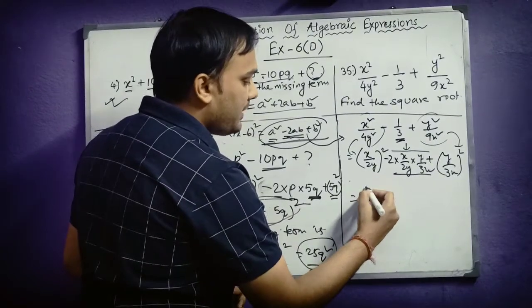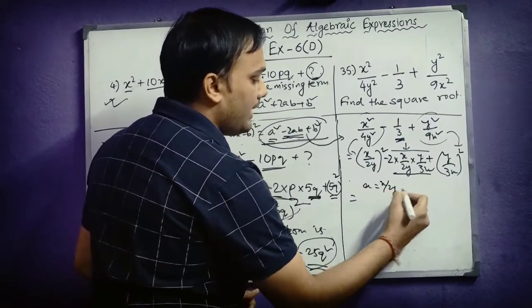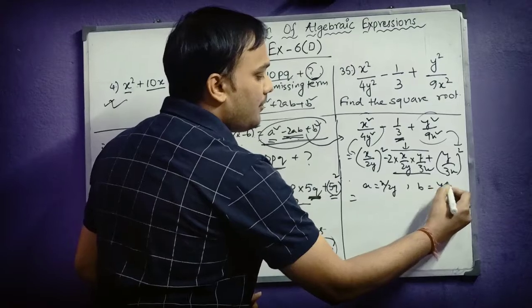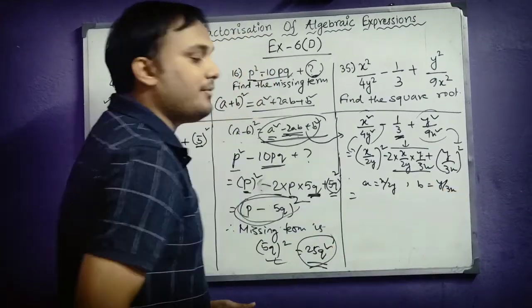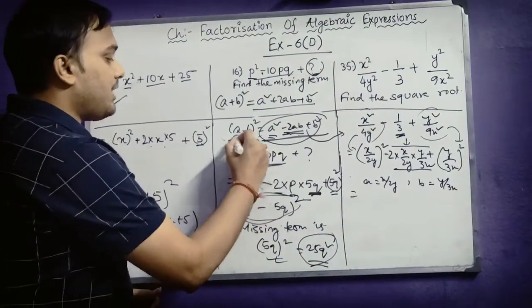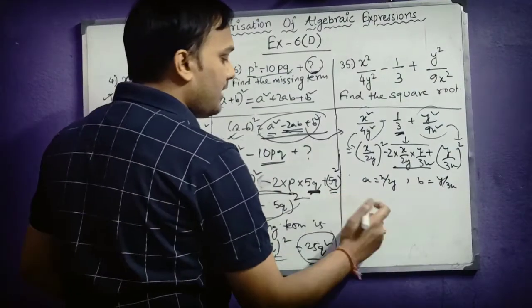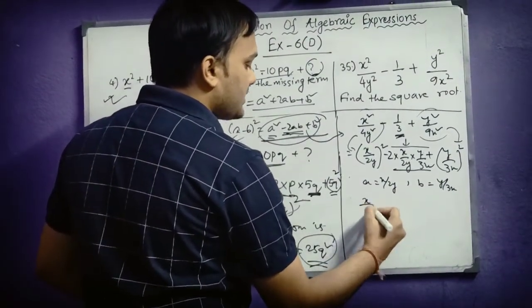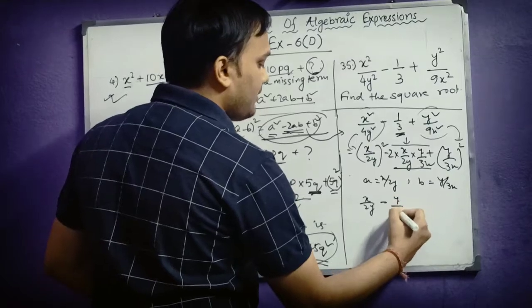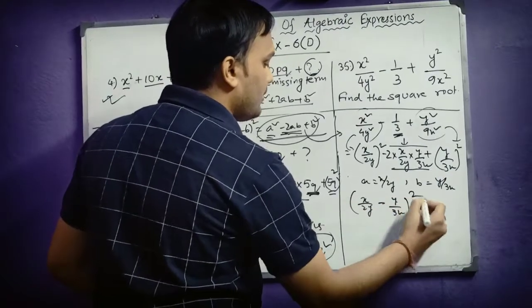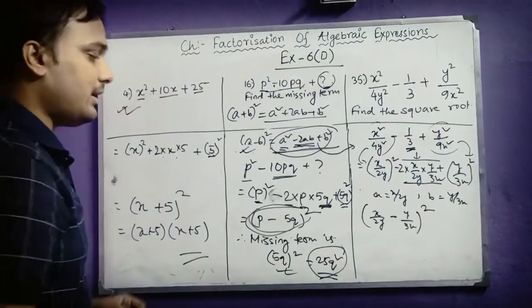So here you see, in place of a, what you have? x by 2y. In place of b, what you have? y by 3x. And which formula are we using here? We are using a minus b whole square. So your final answer will be x by 2y minus y by 3x whole square. Okay, so this is your final answer.